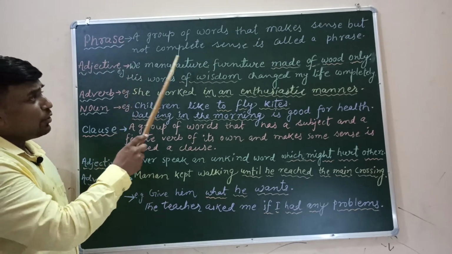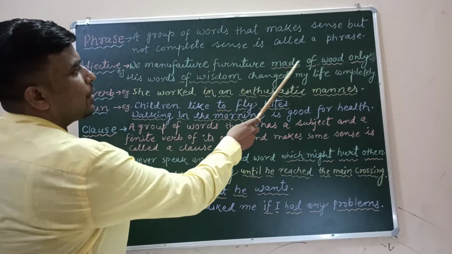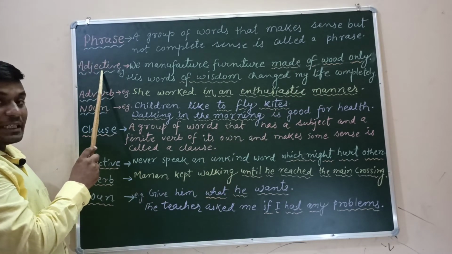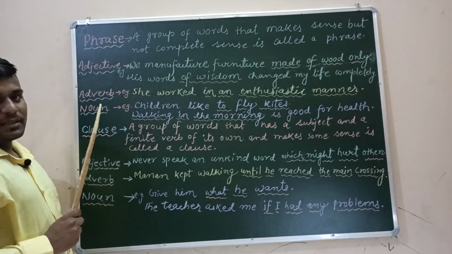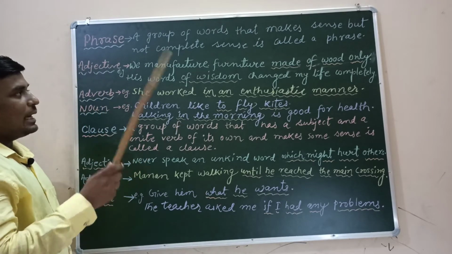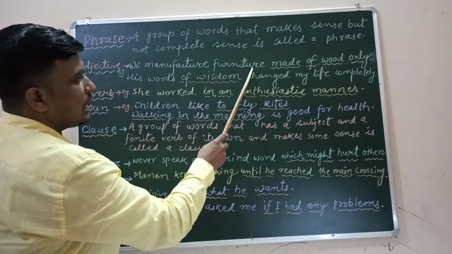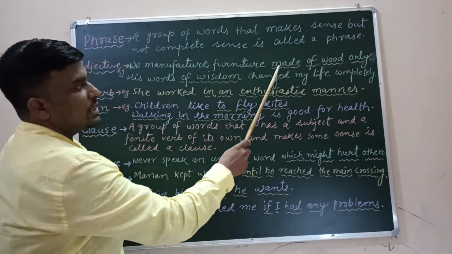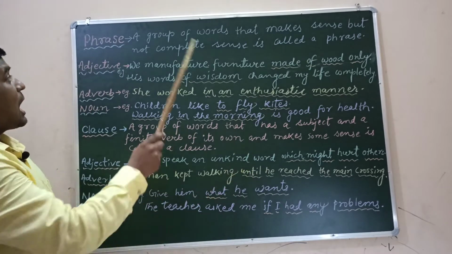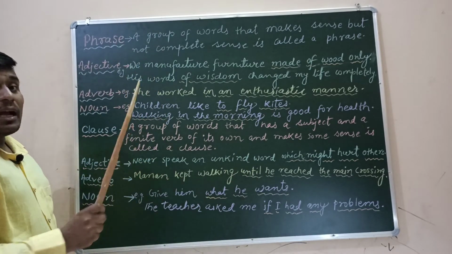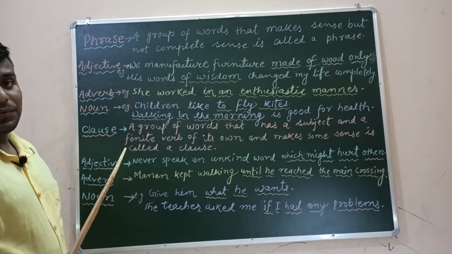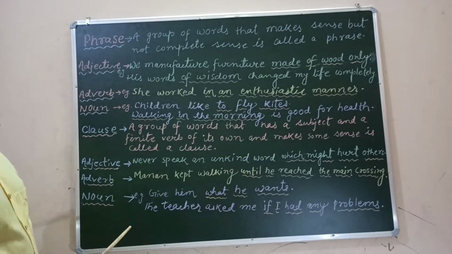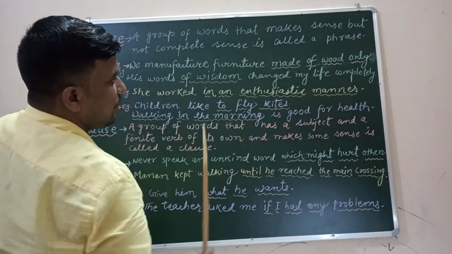Like, we manufacture furniture made of wood only. I said in the beginning that adjectives are the words which qualify a noun or pronoun. Here furniture is a noun, and these words are adding meaning to the noun. So these are adjectives. And a phrase does not have a finite verb or a subject. So there is no finite verb here.